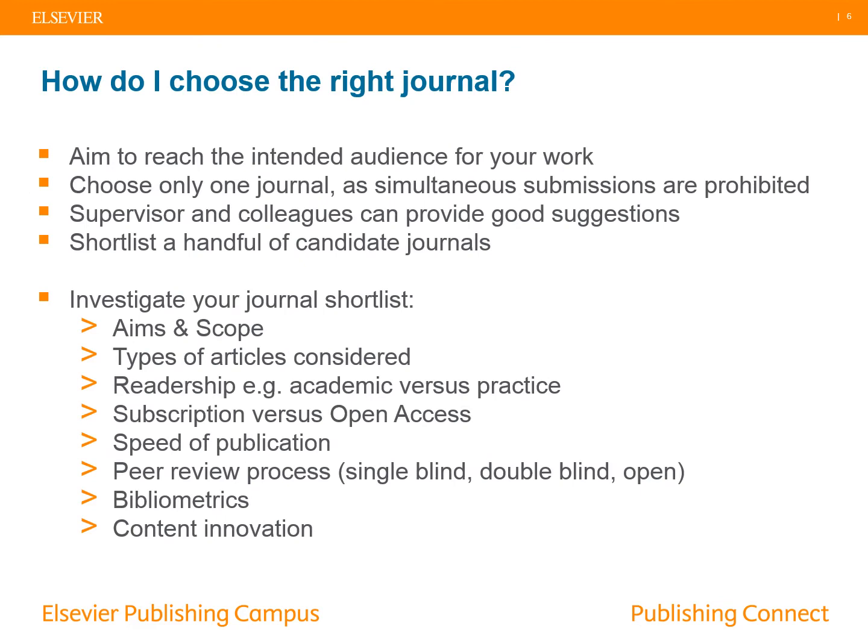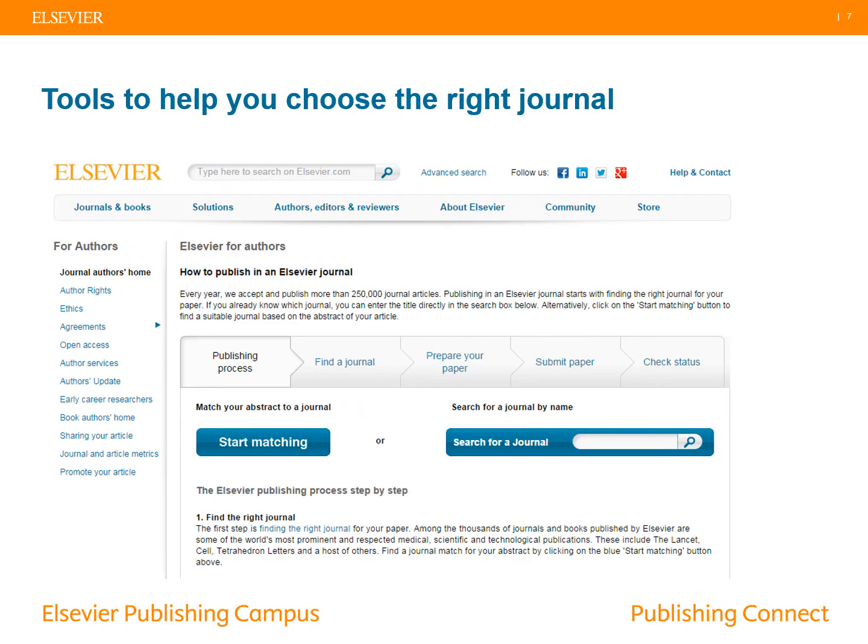Normally, when you go to the website, you have to look for some relevant information to identify which journal is more suitable. This information includes aims and scope, types of articles, readership, subscription, and speed of publication, how fast it can be published. Normally, you have to check as well the peer review process, bibliometrics, and content innovation. Then we can use the website provided by Elsevier to look for the relevant journal.